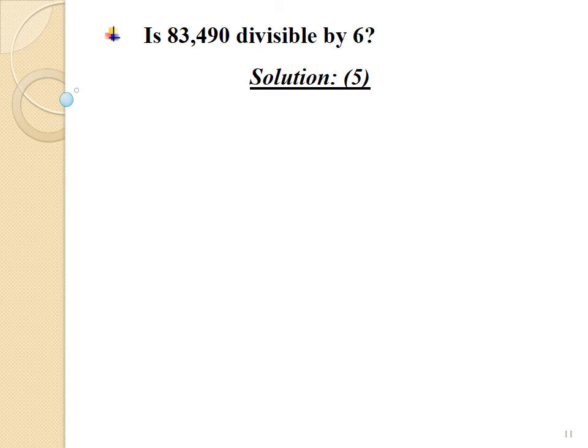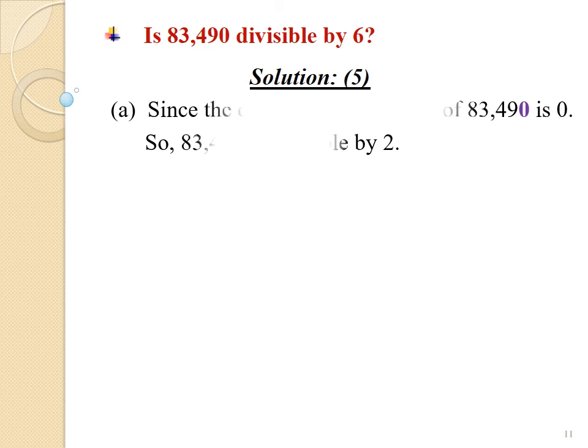Is 83,490 divisible by 6? Students, we know that a number is divisible by 6 if it is divisible by both 2 and 3. So, let us check whether this number is divisible by both 2 and 3. Since the digit at the ones place of 83,490 is 0, 83,490 is divisible by 2.